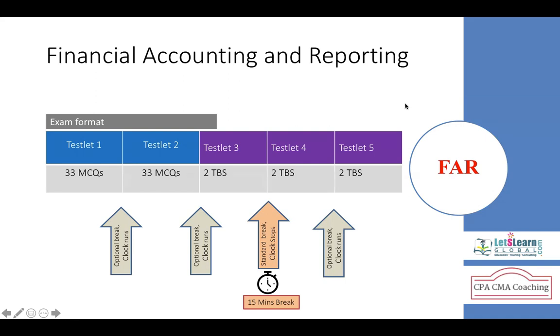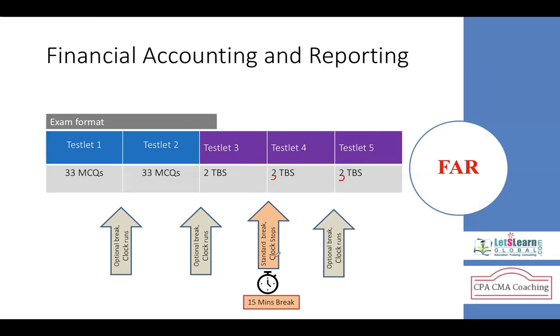Testlet 2, 33 multiple choice questions. Upon submitting this, you can of course take a break, but as you know, the clock runs, so it is not advisable to take a break here. Testlet 3, you will have 2 task-based simulations, and testlets 4 and 5, 3 task-based simulations each.